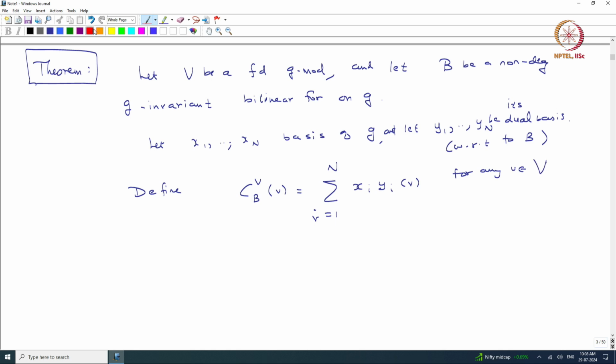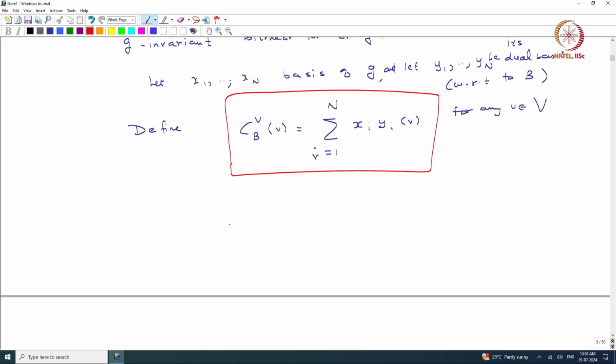So, this is the formula that we have already seen, which defines the Casimir operator with respect to this bilinear form B that is defined on capital V. We already proved that this is indeed a G module map, because it is coming from this non-degenerate form. Now we are going to see whether it depends upon the choice of the basis or not. We have made this choice, and we can see it is indeed independent of the choice of the basis.